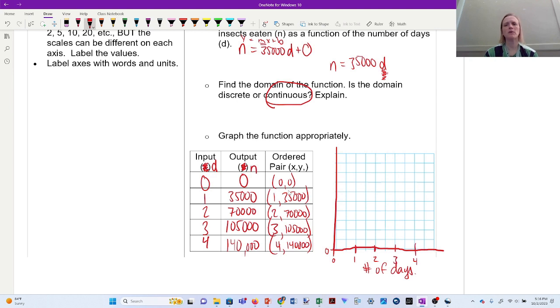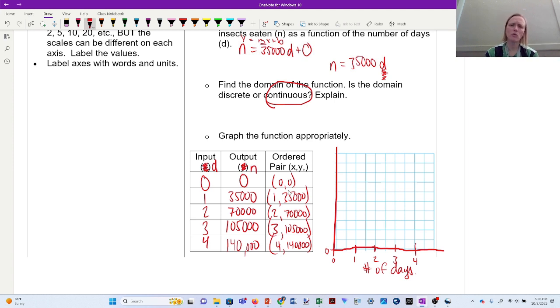You want to have sensible spacing and also sensible number labels down here. Don't pick a bizarre quantity like 37. Pick numbers you can easily skip count, like you can count by 1s, you can count by 2s, you can count by 5s, you can count by 10s.